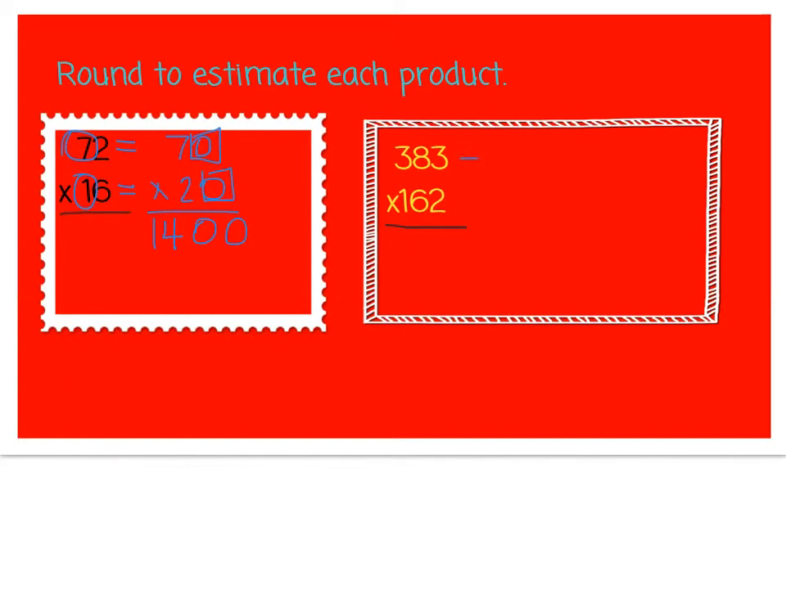Okay, when we came over here to get our estimate, the highest place in both numbers is the hundreds place. So 383 is going to become 400. 162 is going to become 200. Multiply the non-zero numbers, so 2 times 4 is 8. Count up all the zeros in the factors, which is 1, 2, 3, 4. Add that to your answer, and you get 80,000.